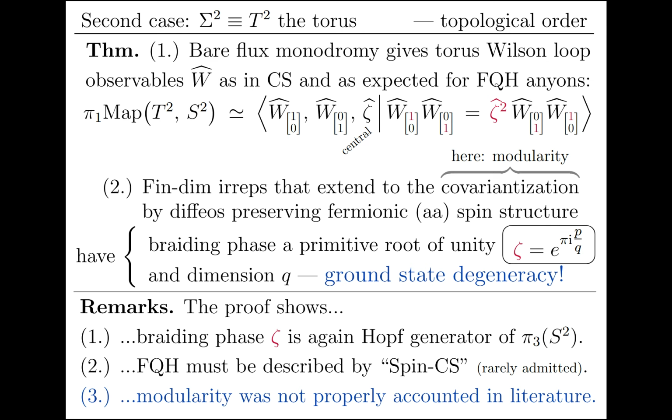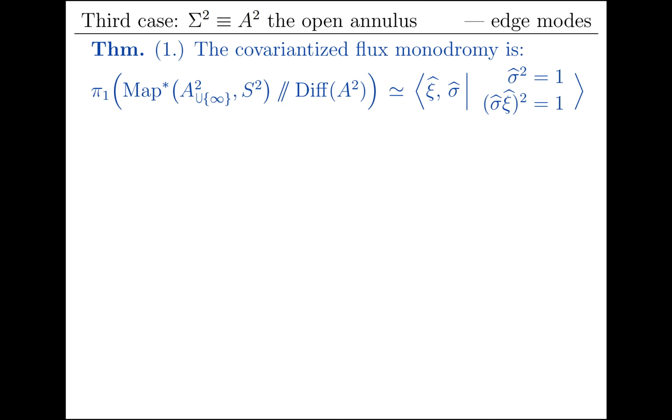Right, which is this point 3 here. Okay, so third case, the open annulus. Let's see how the edge modes arise. So now we just keep playing our game. We just apply algebraic topological analysis to this mapping space. Let's go to the annulus.